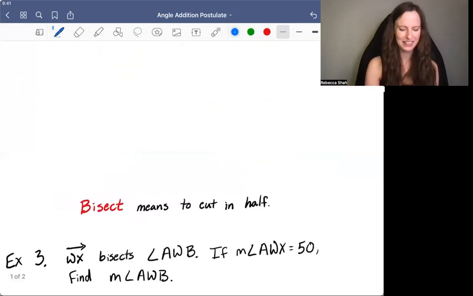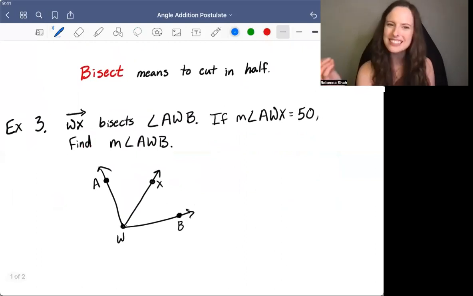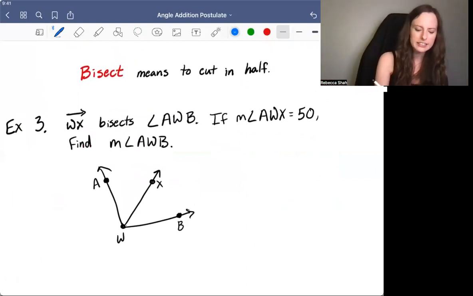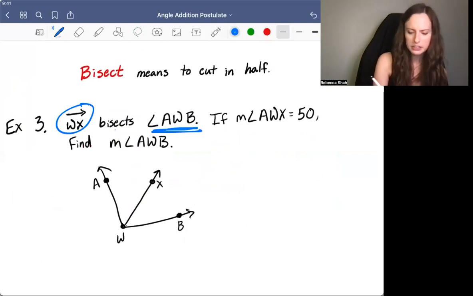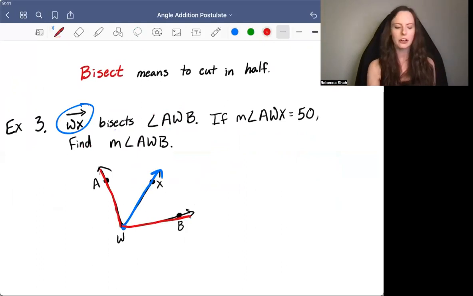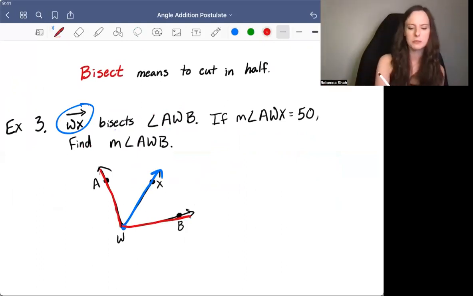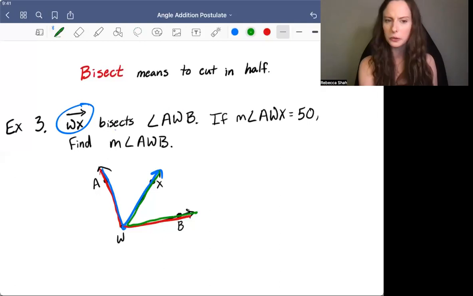All right, great. Last example. In this one, we're using a vocab word, bisect, which means to cut in half. Here it tells us that the ray WX bisects angle AWB. So I'm going to find WX here. That's this ray in the middle, and angle AWB is this large angle on the outside. Bisect means to cut in half, which means that now we've got two smaller angles, and those two angles are equal. They're congruent.